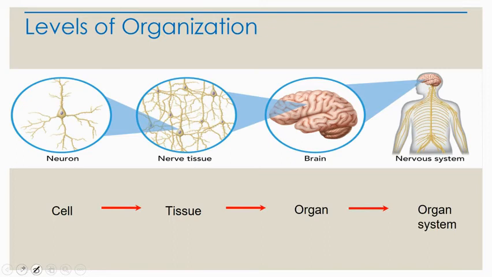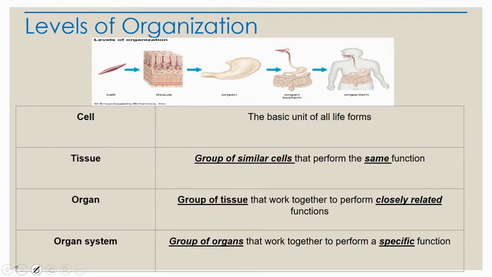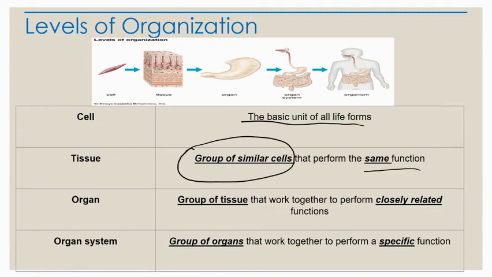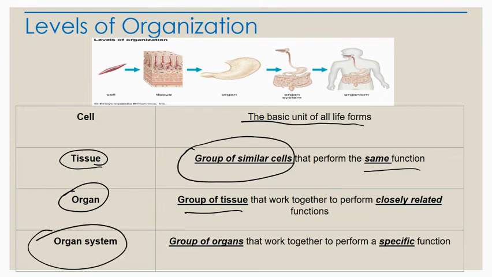So we take a single cell, just that single basic unit of life. It becomes specialized, and it groups together with other similar specialized cells that have the same job or function, and that forms a tissue. When groups of tissues with the same function or job come together, that becomes an organ. And when different organs come together to perform a specific function, when those organs group together, we get an organ system.